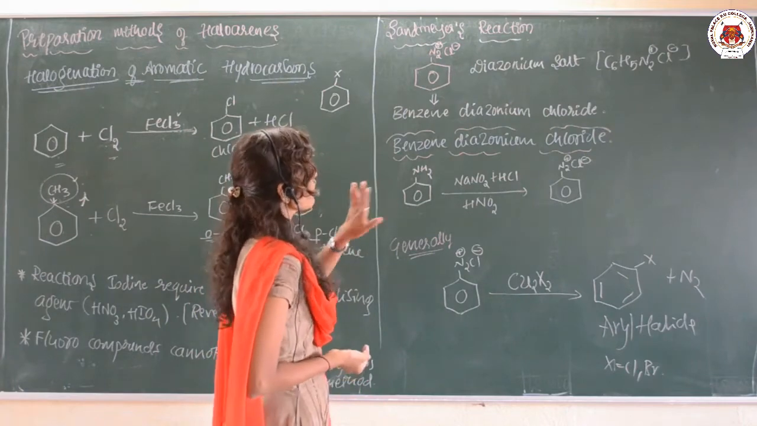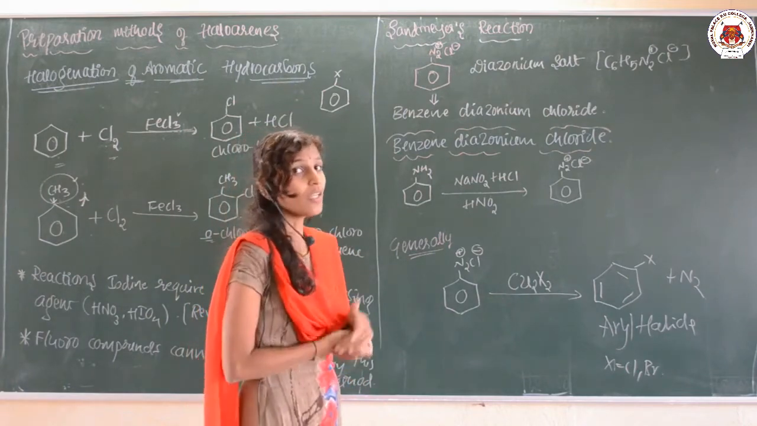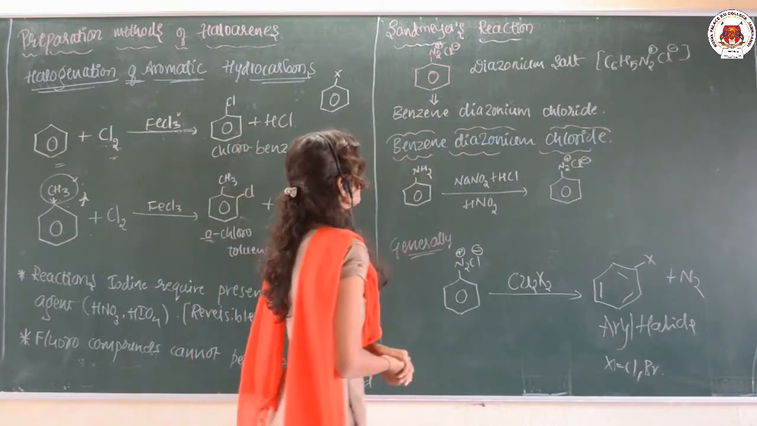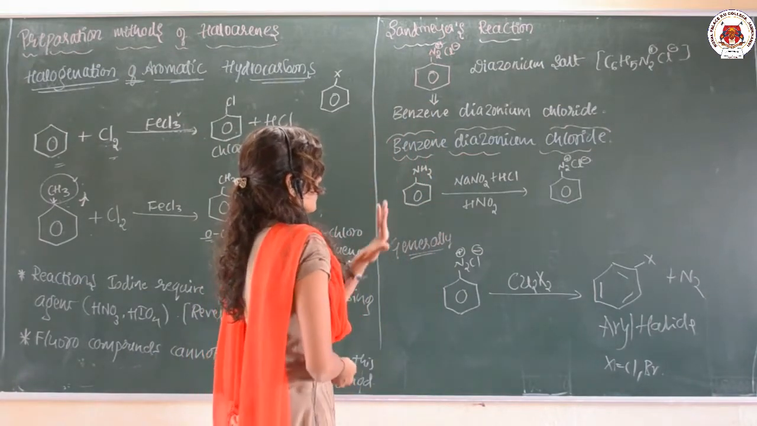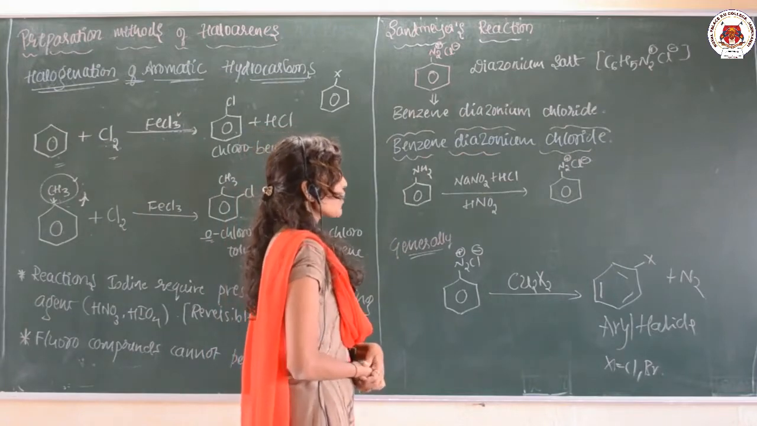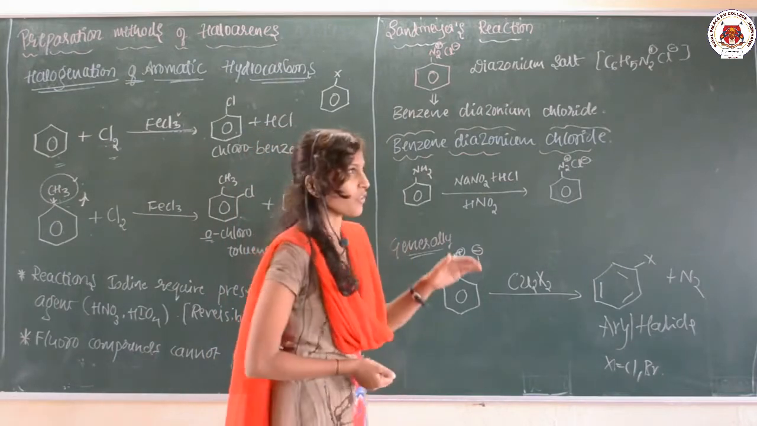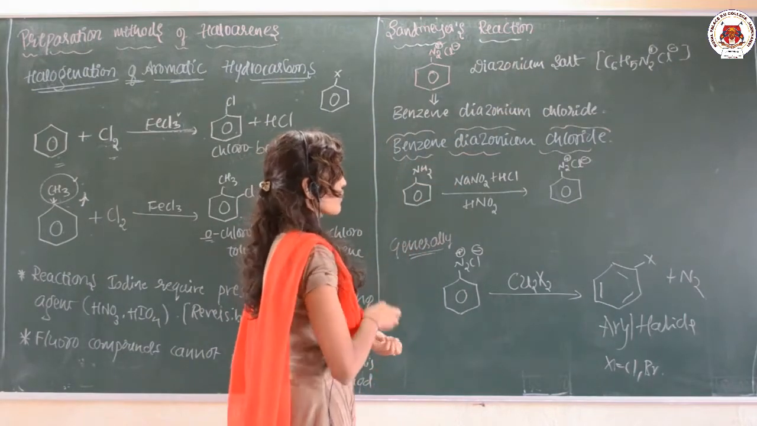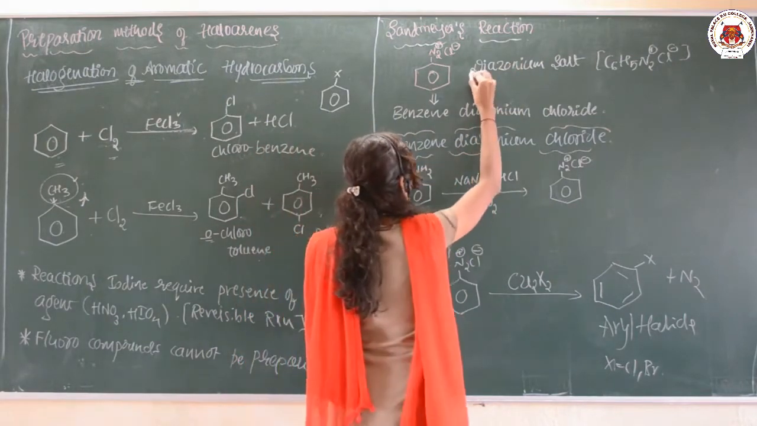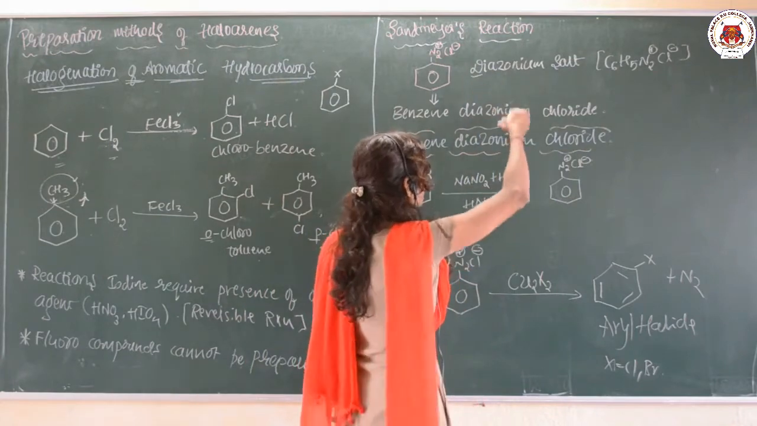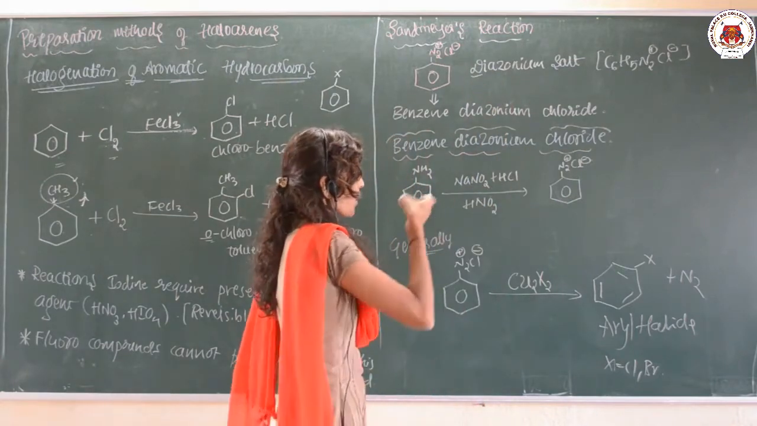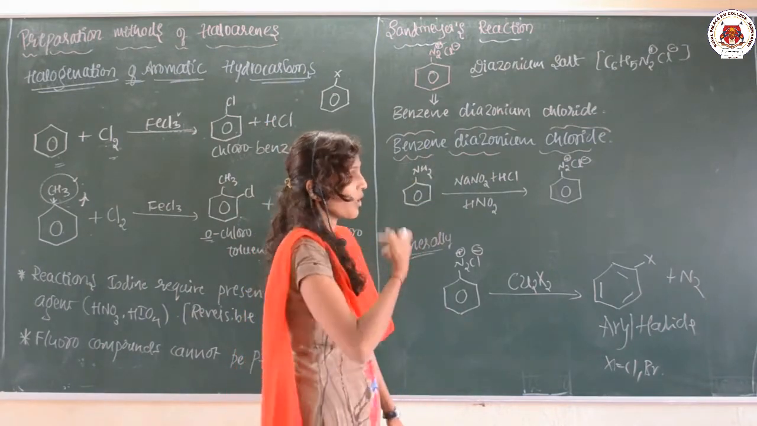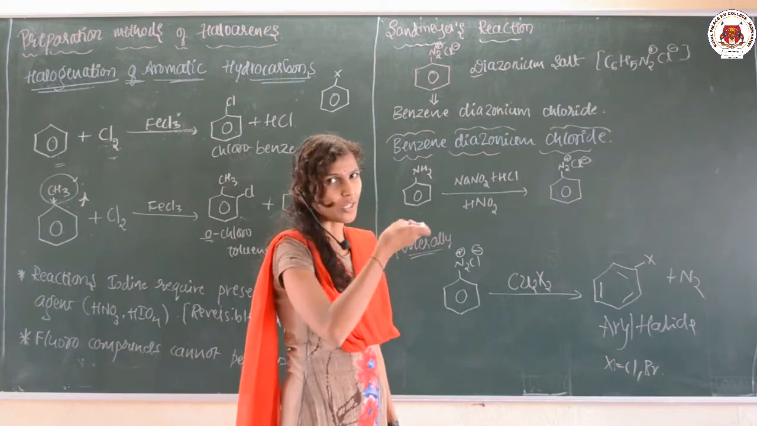This is one of the named reactions. See here, the reaction is Sandmeyer's reaction. Here we are using diazonium salt as a reactant. As the name itself indicates, dia means two. Azonium: azo means nitrogen, nium means it is in the ionic form, N2 plus form, and salt means we are using some chlorine like that.